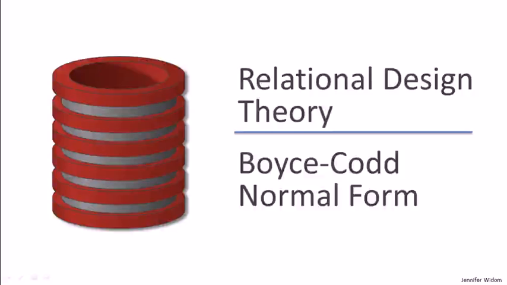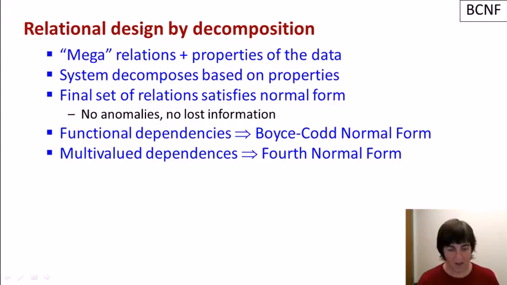About functional dependencies, let's talk about how they're used to create relations that are in Boyce-Codd normal form. Very quick reminder about relational design by decomposition. The database designer creates mega relations that contain all the information to be captured and specifies properties of the data to be captured. The system uses the properties to decompose the relations into smaller ones, and those final decomposed relations satisfy what's known as a normal form. They don't have anomalies and they don't lose information.